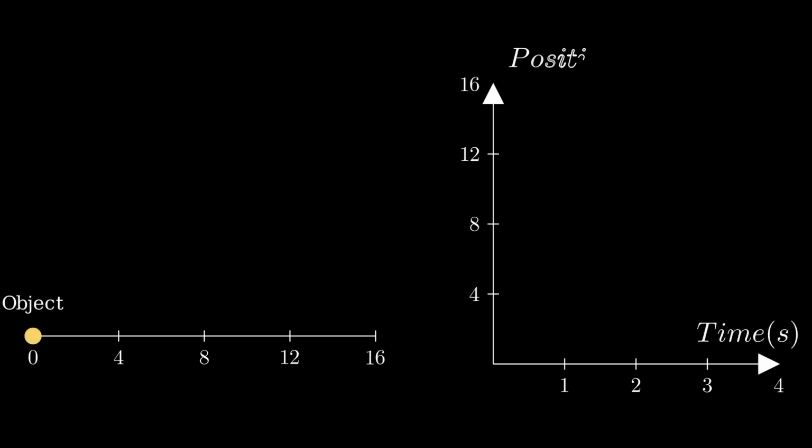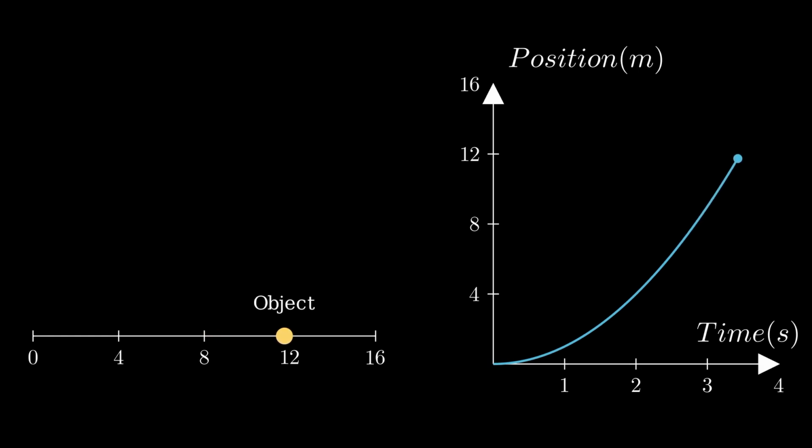Let's track a moving object. As it accelerates along the path, its changing position is plotted against time. Notice this parabolic curve. It perfectly visualizes increasing velocity.